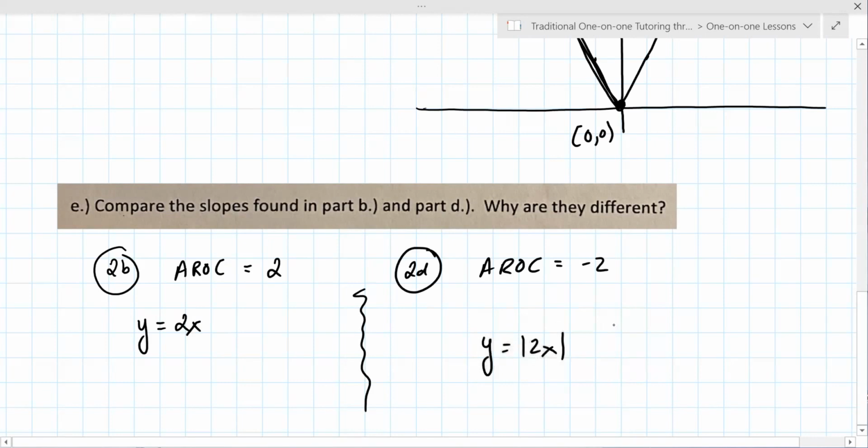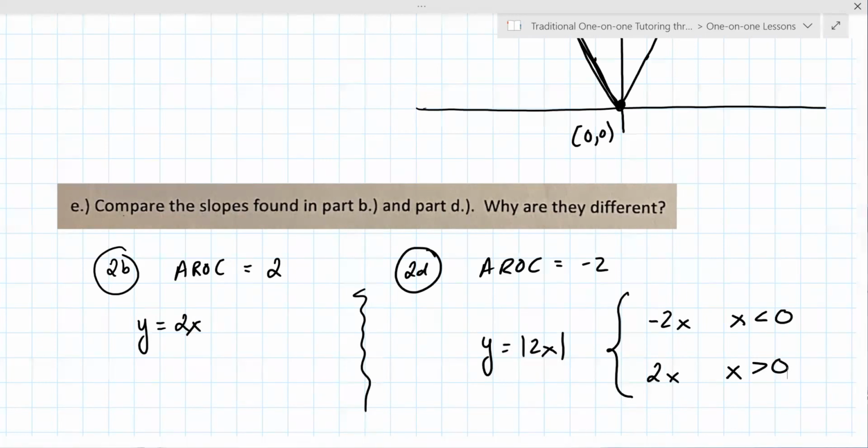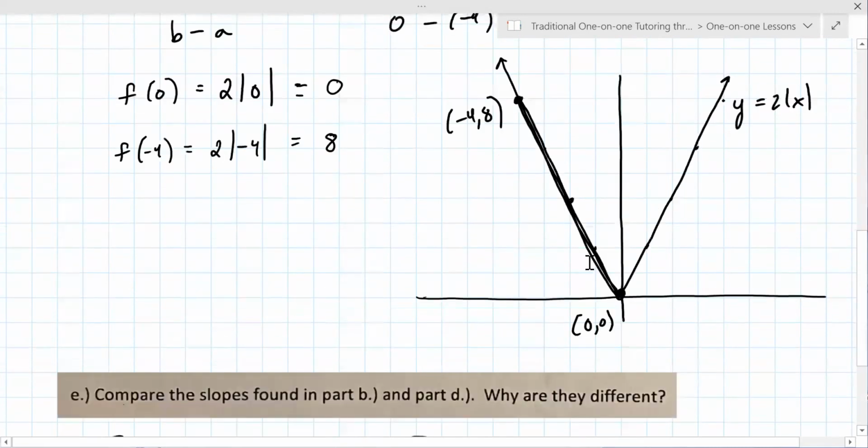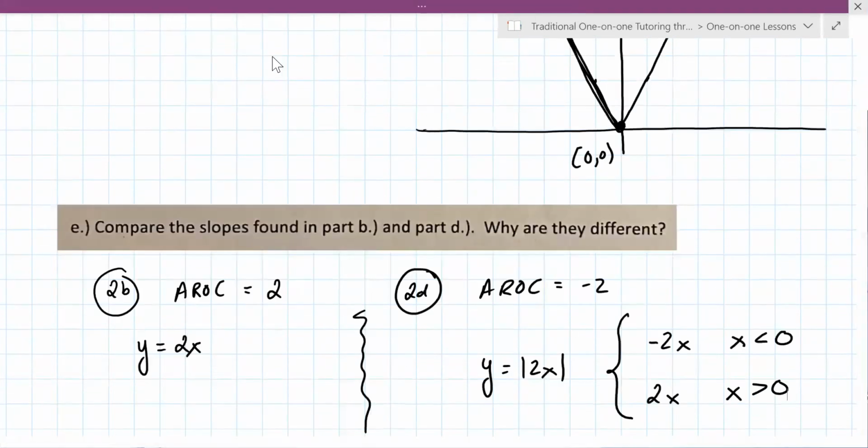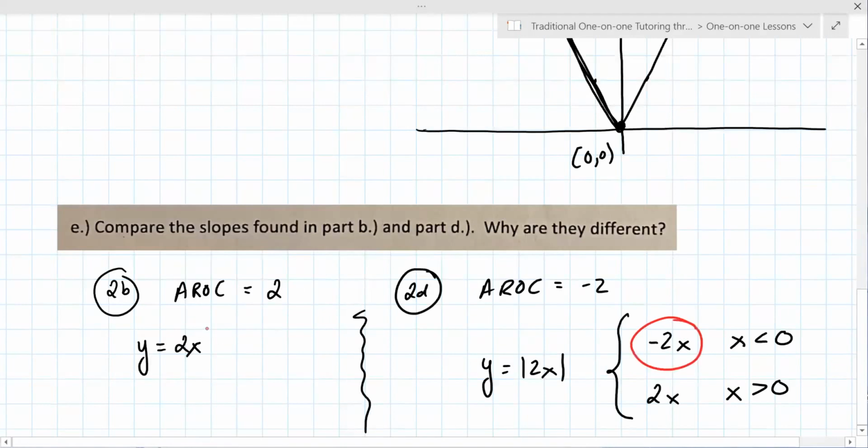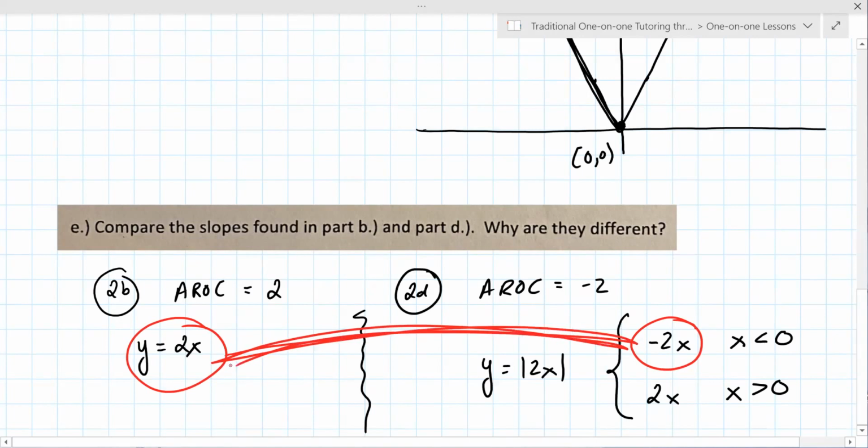So the absolute value function is actually two things. It's -2x when x is less than 0, and it's 2x when x is greater than 0. And if you noticed, the window that we're choosing from -4 to 0, we're looking at this top graph. So that may have been a little bit more explanation, but the short reason they are different is because they're different functions.